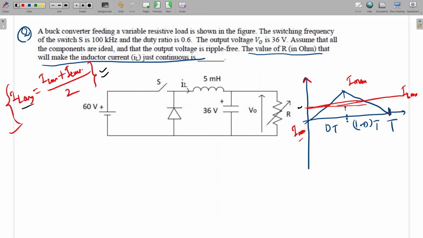The IL average waveform is this blue color waveform. This is the maximum value, and the minimum value is 0 here. Should I proceed or should I explain this one? Can anyone reply? Proceed, sir.